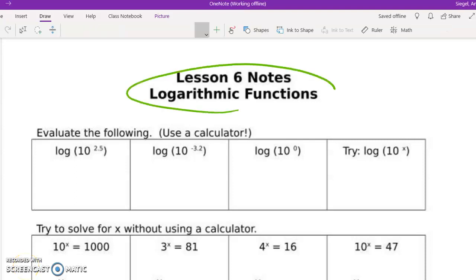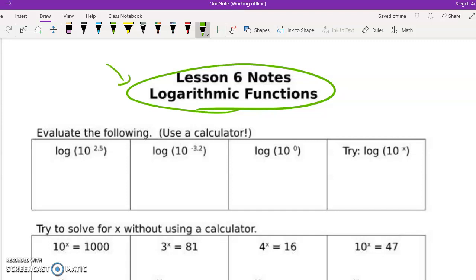Guys, today we're going to talk about lesson 6, and lesson 5 was really short. Lesson 6 is going to be really long, so it's going to take more than one video to get through this lesson, so we'll just take it in pieces.